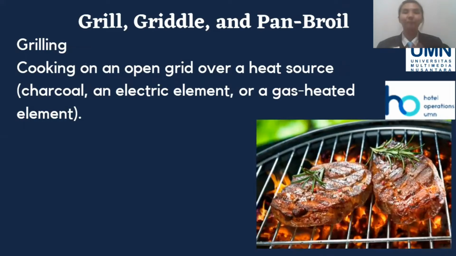Grill, griddle, and pan broil. So for grilling, cooking on an open grid over a heat source of charcoal, an electric element, or a gas-heated element. Cooking temperature is regulated by moving the items to a hotter or cooler place on the grill. For grilling, meat should be turned to achieve desired grill markings, just as in broiling.